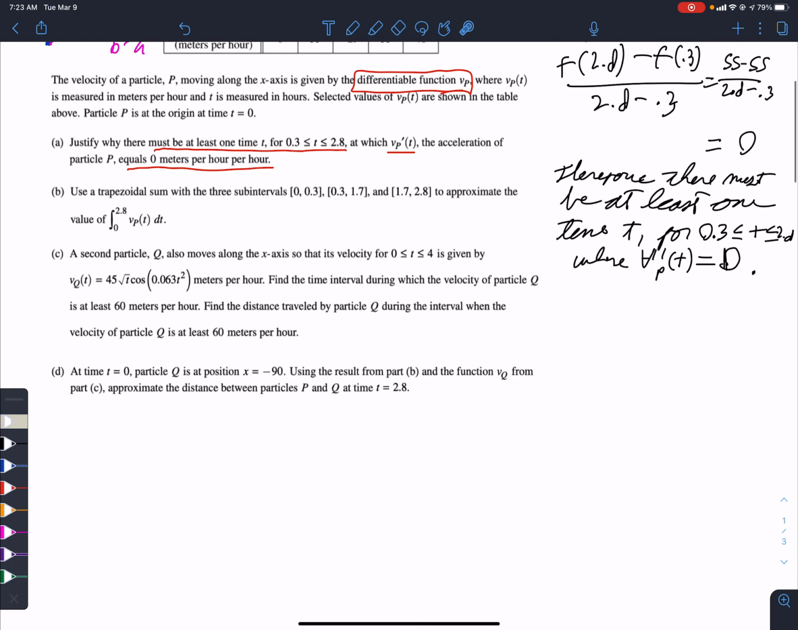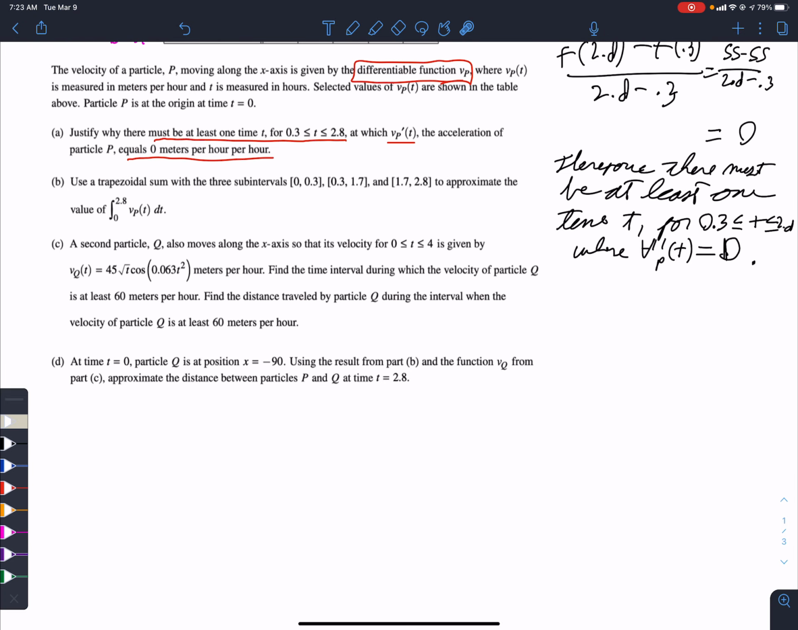Part B, we're going to approximate. I'll do it over here.